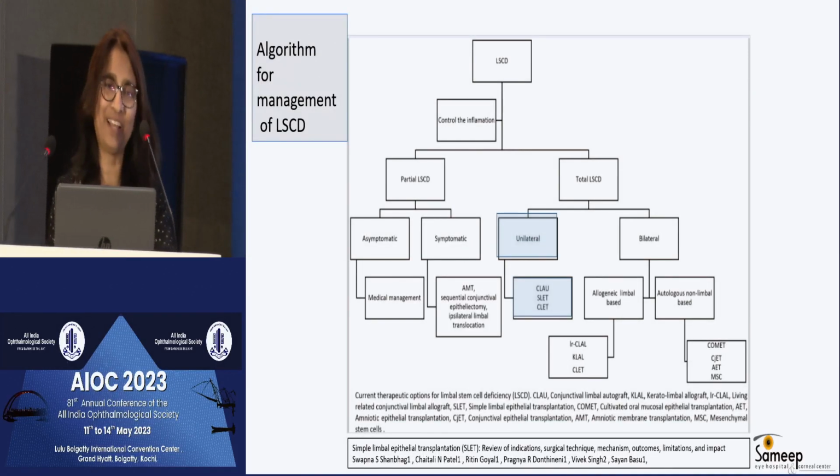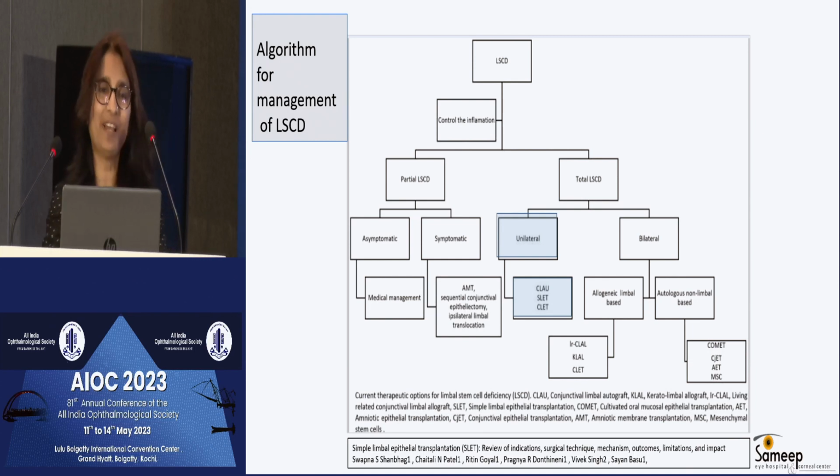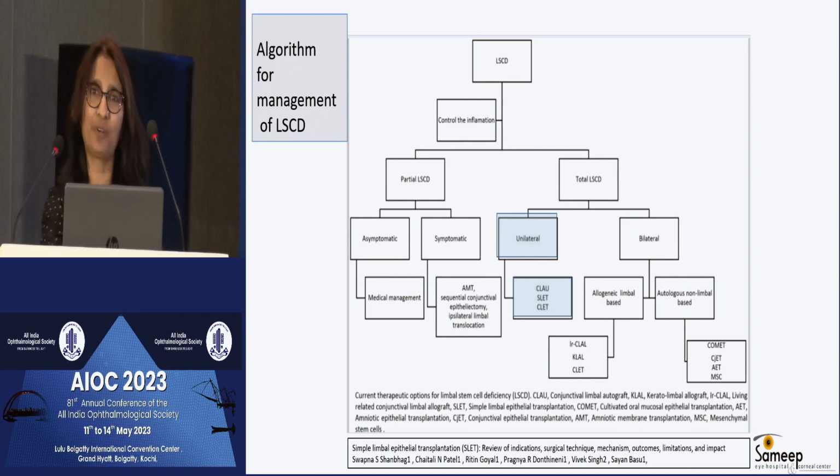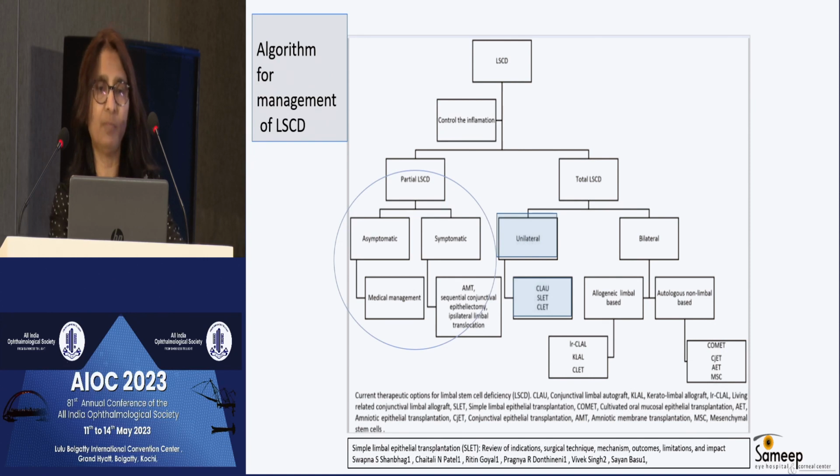We look at the algorithm for management of limbal stem cell deficiency. The primary focus for treating any patient is that you have to control the inflammation, and then you can divide them into partial limbal stem cell deficiency and total limbal stem cell deficiency. Here in this particular talk, we would be focusing on basically the unilateral chemical injuries leading to limbal stem cell deficiencies. As you can see here, they can be treated by various means.